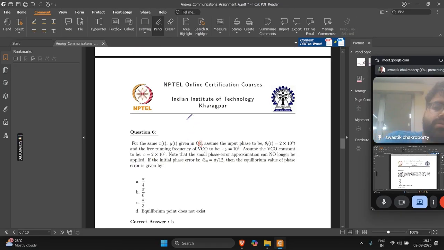Now, for the same x(t), y(t) given in question 4, assume the input phase theta_i(t) equal to 2 into 10 to the power 6, and the free running frequency of the VCO to be 10 to the power 6. Assume the VCO constant to be 2 into 10 to the power 6. Note that the small phase approximation can no longer be applied if the initial phase error is phi_e naught equal to pi by 12, then the equilibrium value of phase error.